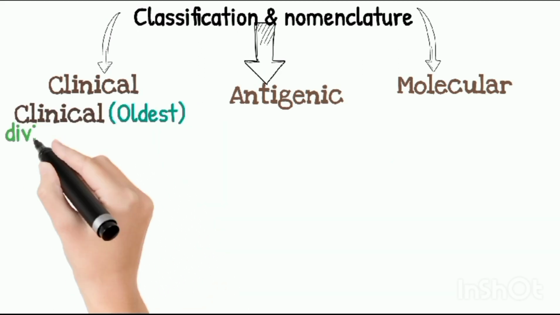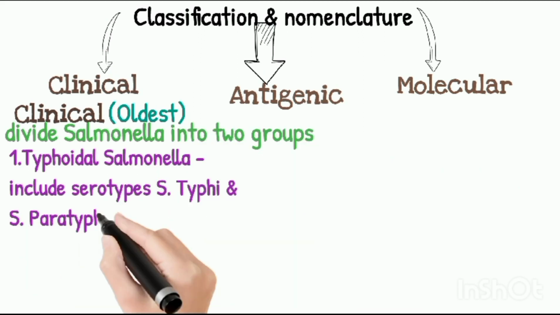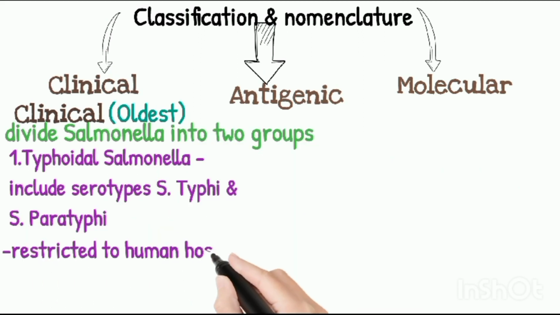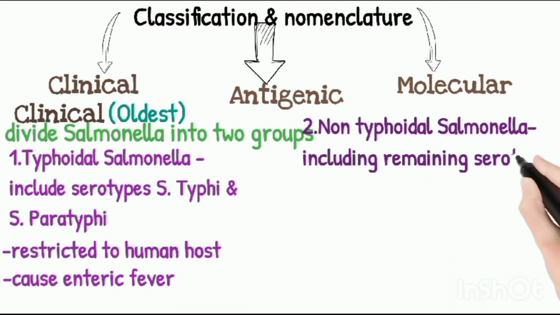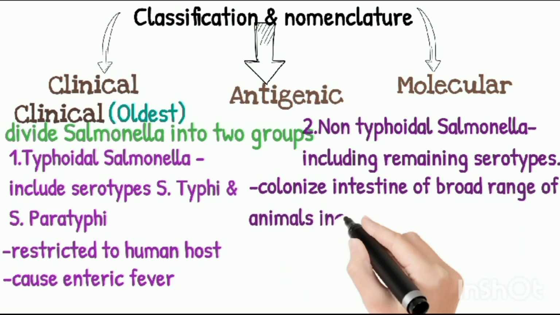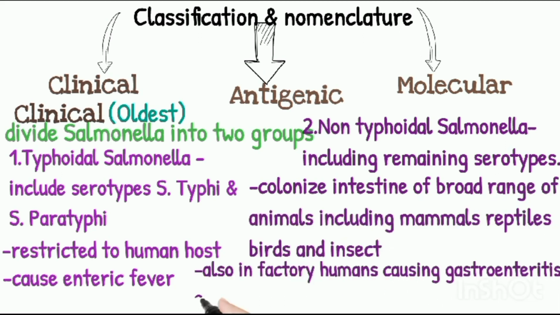It divides Salmonella into two groups: typhoidal Salmonella, including serotypes S. typhi and S. paratyphi, restricted to the human host, which cause enteric fever; and non-typhoidal Salmonella, including the remaining serotypes, which colonize the intestine of a broad range of animals and also infect humans, causing gastroenteritis and septicemia.